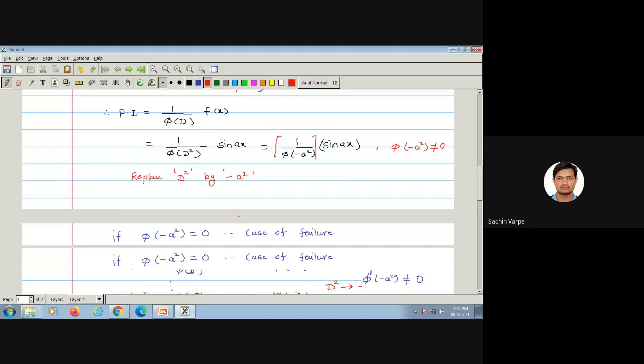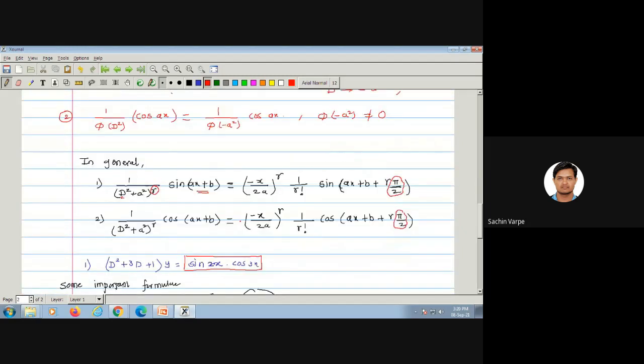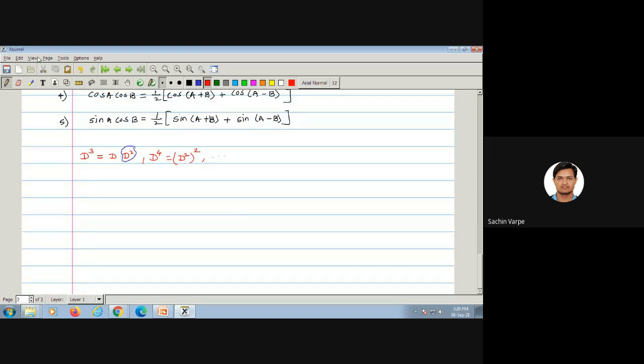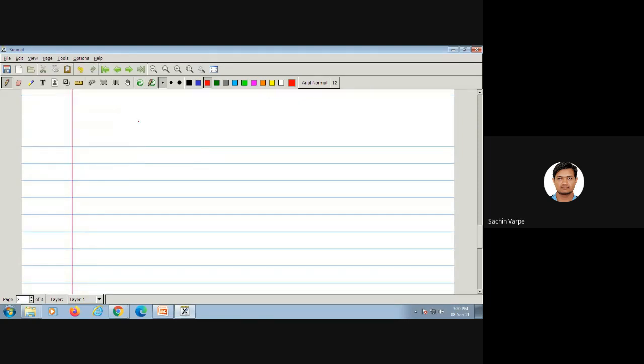Is there any doubt? You can ask your doubts in between. I'm writing the question. Solve d square plus 2d plus 1 times y equals 4 sine 2x. Very simple basic question.